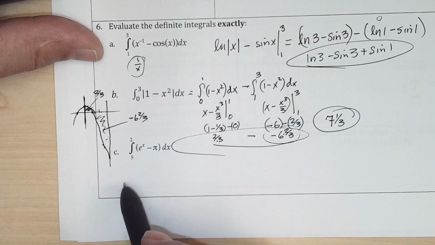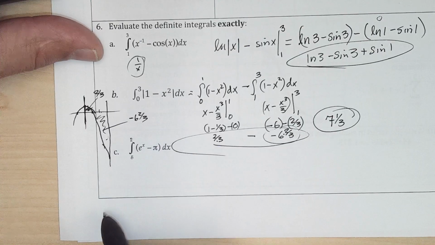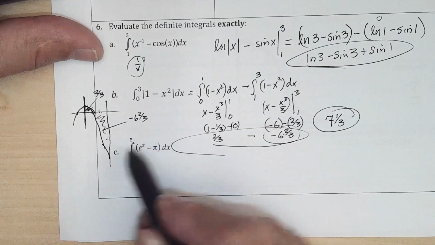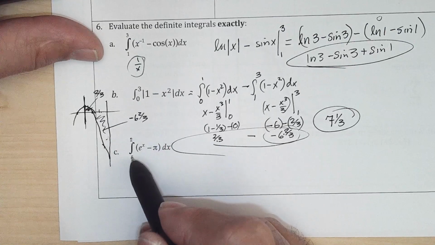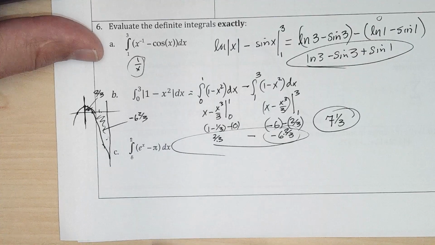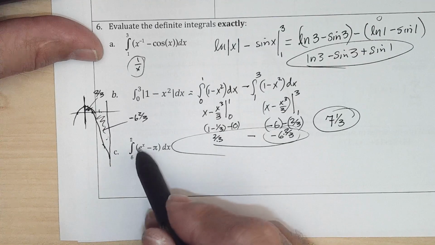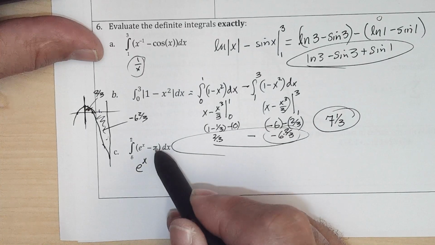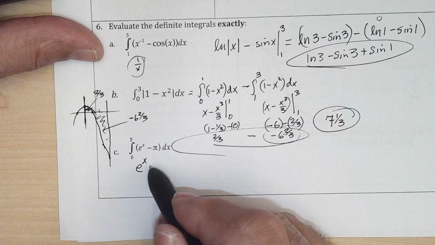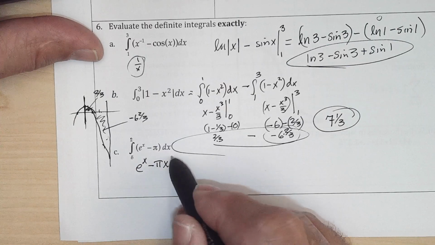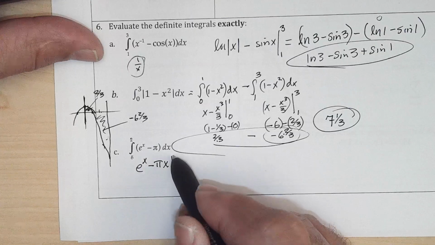For the last one here, these are backwards. So if I switch them, then I put a negative. I don't put a negative because they're backwards. If I switch them to forwards, 2 to 5, then I put a negative. So if I don't want to switch them, I can just do the antiderivative of e to the x, which is e to the x. Antiderivative of a number is that number times x. Evaluated from 5 to 2.